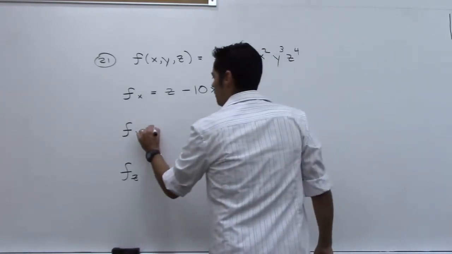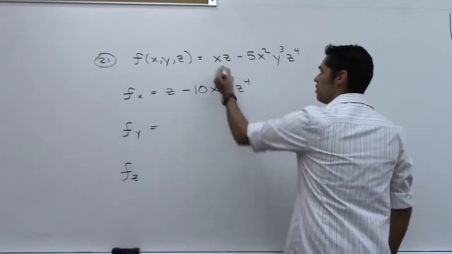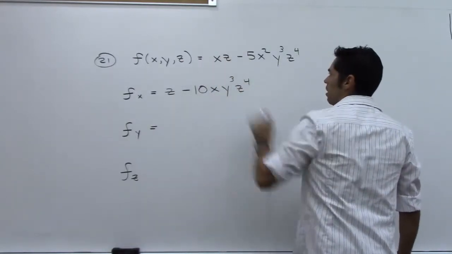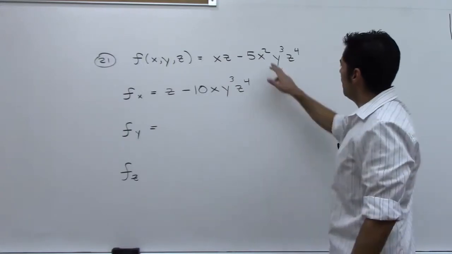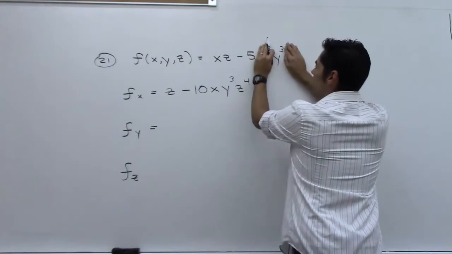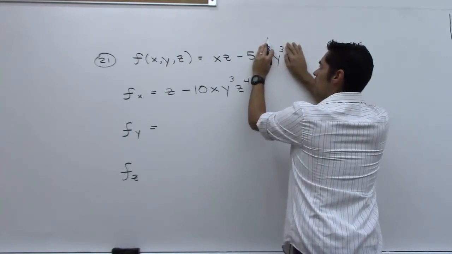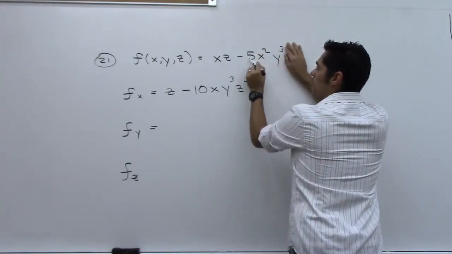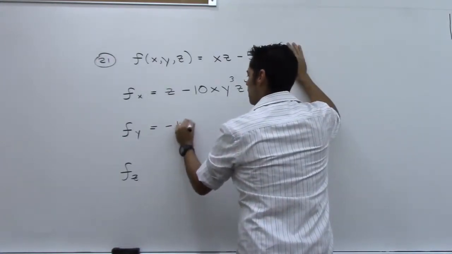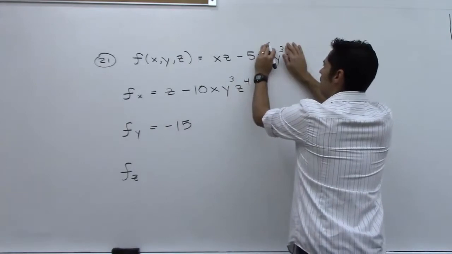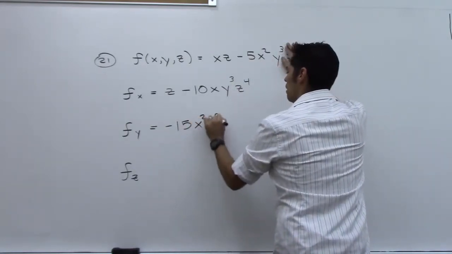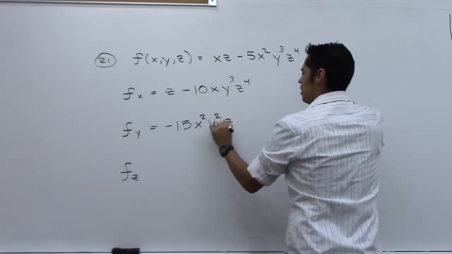Partial with respect to y. So we treat x and z like constants. These are both constants, which means that's a constant. Derivative of a constant is 0. We're treating this one and this one like they're constants, so I'm going to cover those up. Derivative of y cubed is 3y squared. The 3 comes out and hits that, becomes negative 15. So I'm going to have negative 15, and then y squared, but we had x squared there, and then that one didn't change either, z to the 4th.